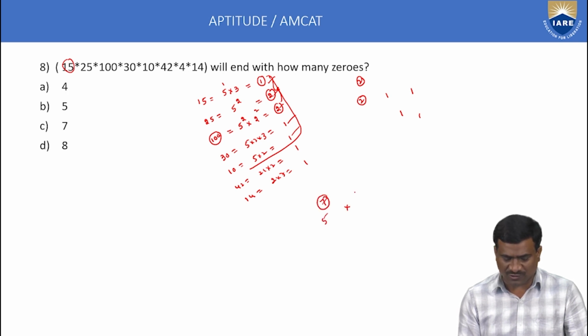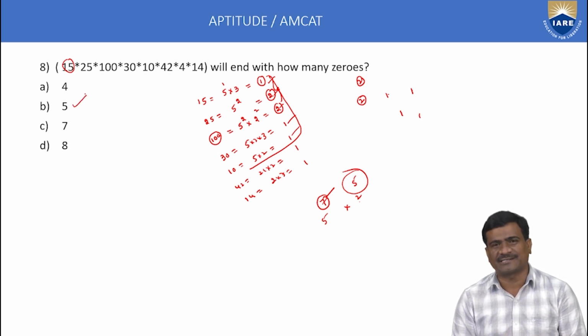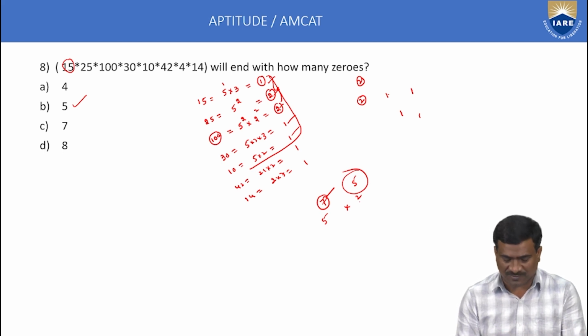Total number of 2's is 2 plus 1 plus 1 plus 1. Total number of 2's is equal to 5. Yet the number of 5's is 7 and the number of 2's is 5. But consider only the lowest power, that is possible only 5. Option B only correct.